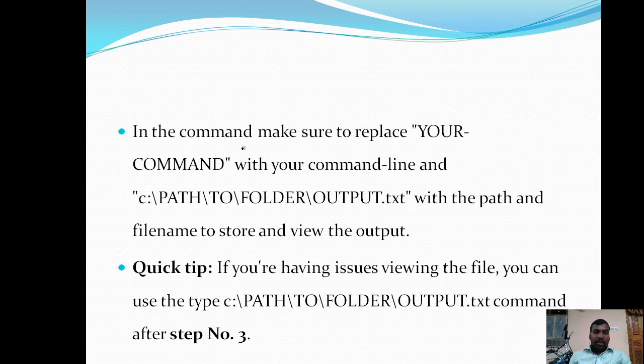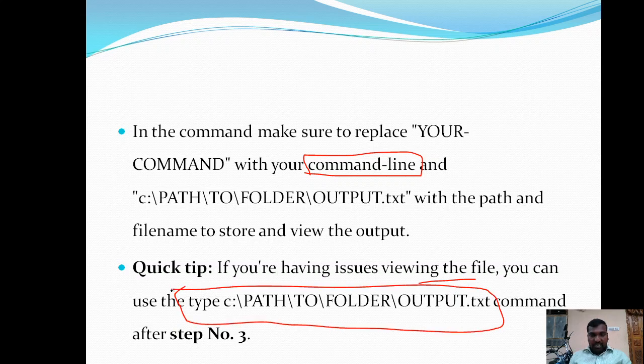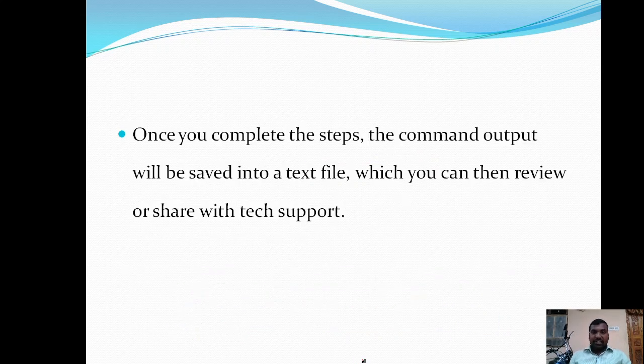So in the command, make sure to replace it with your command line. Whatever command you want, whether you want to export the entire system configuration details or any one of the component details, that can be done. And if you are having issues with viewing the file, you can use this command, type followed by the path of the file and then the file name, and then it will display the system information on the command prompt. Once you complete these steps, the command output will be saved into the text file, which you can then review or share with tech support.